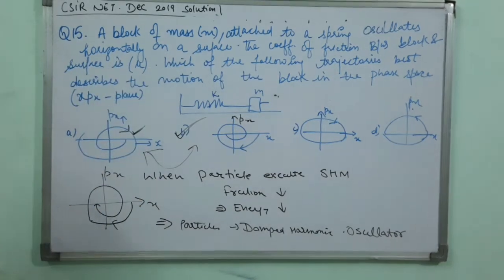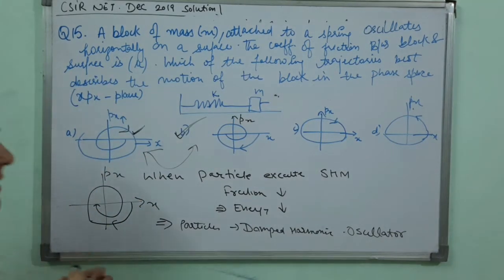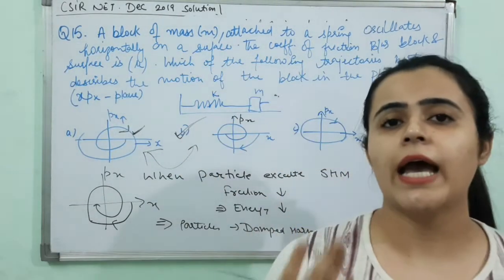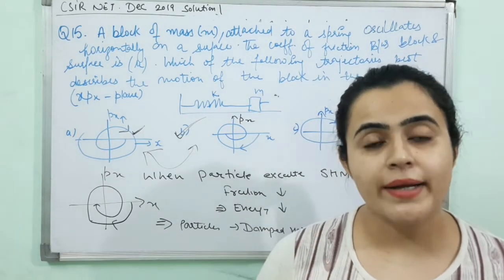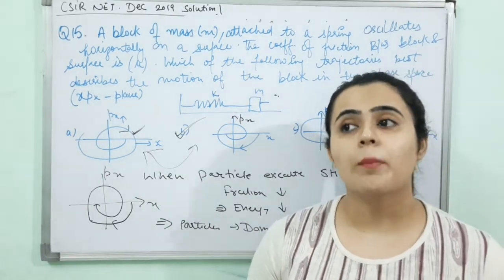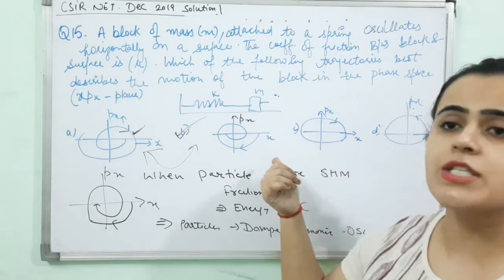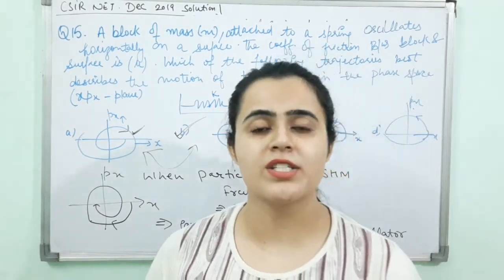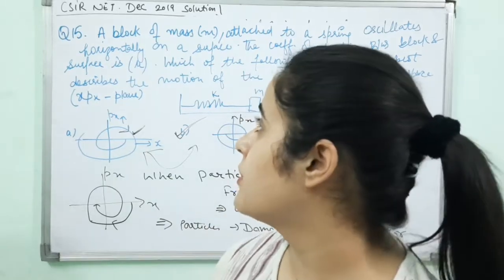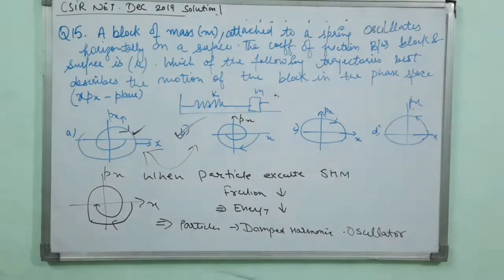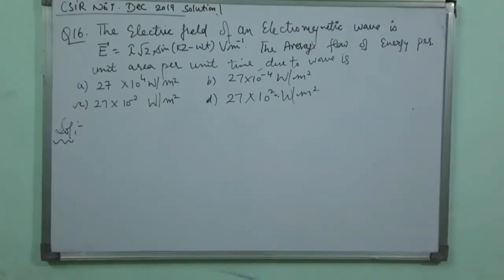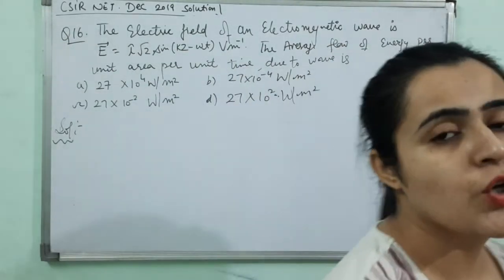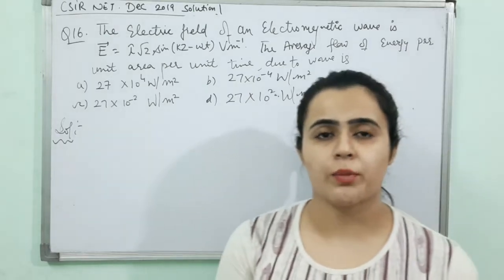Okay. So option B best represents it, as due to friction the amplitude and momentum decrease. The best option for describing this will be option B. So this is the question of phase space trajectory. Now question number 16 will be of electrodynamics.